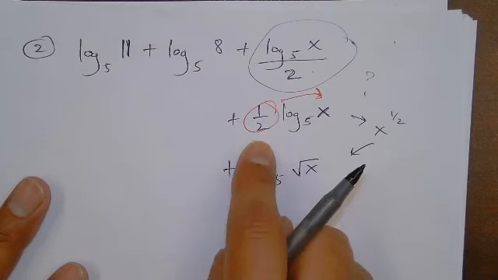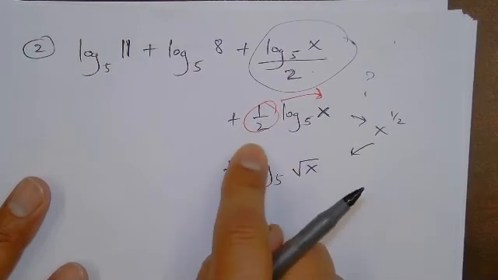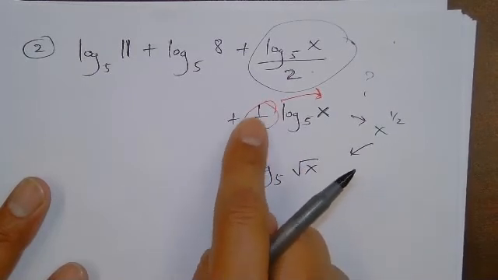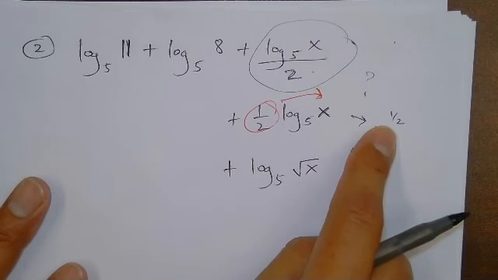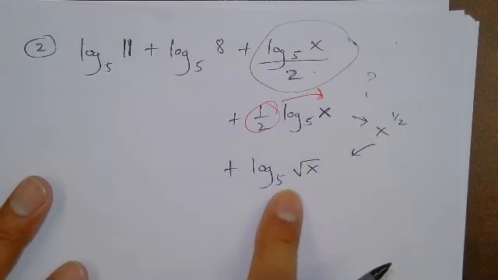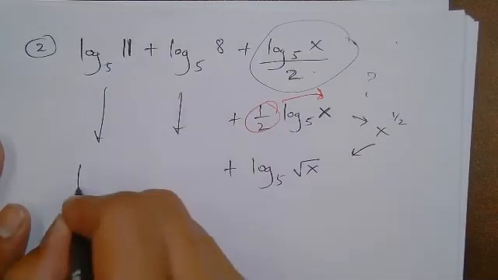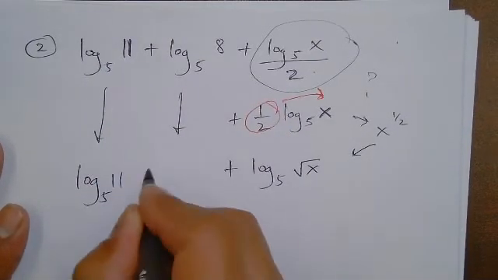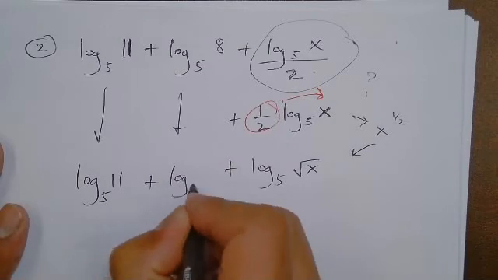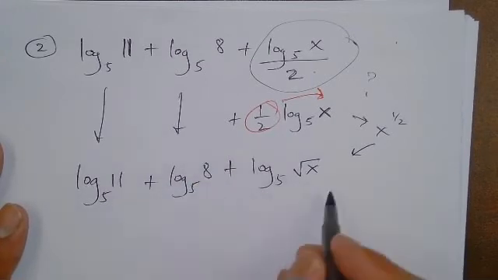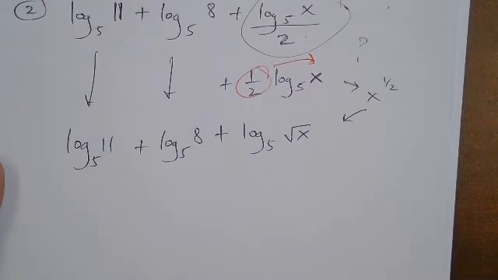Am I going too fast? It's good, right? So that's how you're going to deal with when you have these numbers in the bottom. You got to see the fraction. Pull it out to the front, take it up to the top as an exponent, and then it's going to be a radical. It's going to be, in this case, a square root. Let's bring the rest of these down. So you guys agree, log 5 11 plus log 5 8 plus this.